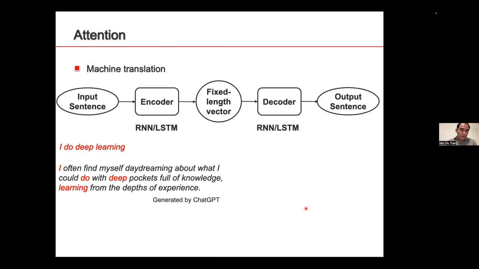For example, in these two sentences, I do deep learning, and one sentence that I got ChatGPT to generate from the four words I do deep learning. So here we see the bottleneck. As the input is encoded into one fixed length vector, the amount of propagated information is limited. So the performance should be different with inputs of different lengths. A sentence of 4 words and a sentence of 40 words is not the same thing. And it will translate less efficiently in longer sequences, of course.